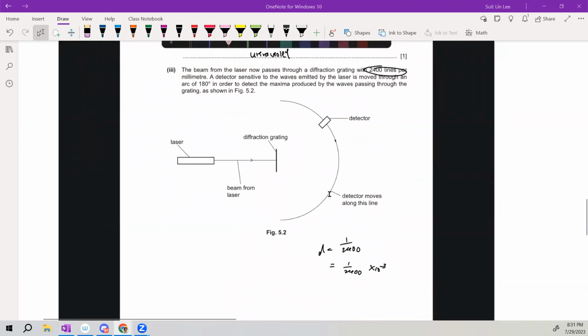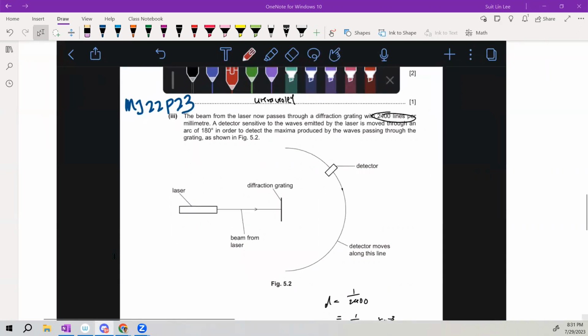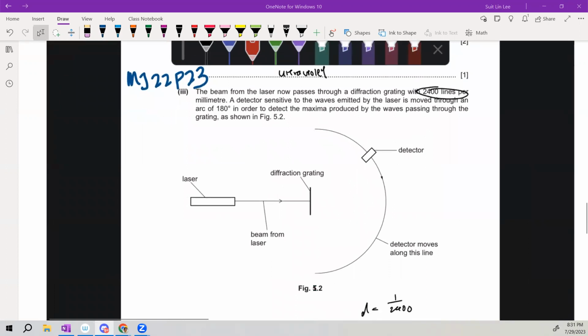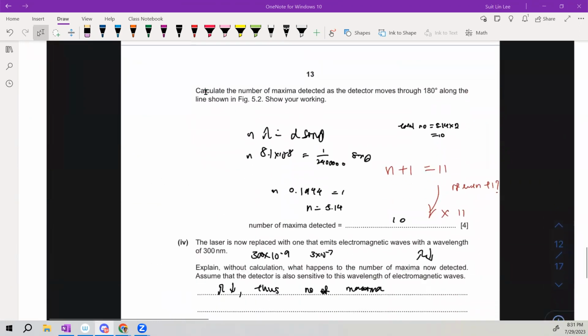Okay, this one is May/June 22, P23, I think. What is the question about? It is basically a diffraction grating question where the detector can rotate from end to end to measure the maxima. You are asked to calculate the number of maxima detected as the detector moves 180 degrees.